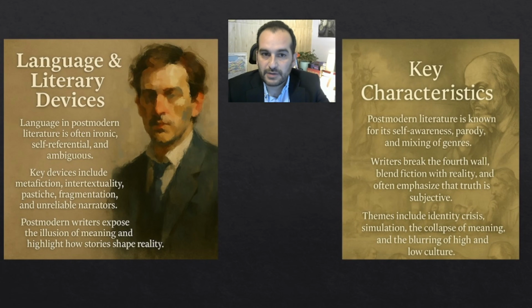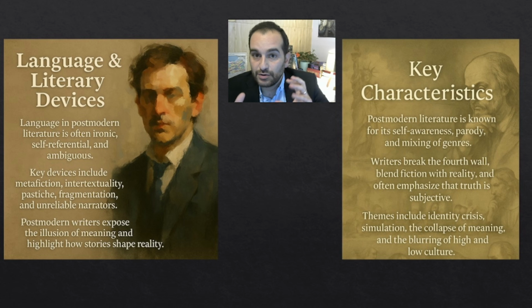Let's now talk about the language and the literary devices and the key characteristics of postmodern literature. Language in postmodern literature is often ironic, self-referential, and ambiguous. Postmodern writers tend to expose the illusion of meaning and highlight how fiction or stories can change realities. After this slide, I'll talk about the key characteristics in detail.